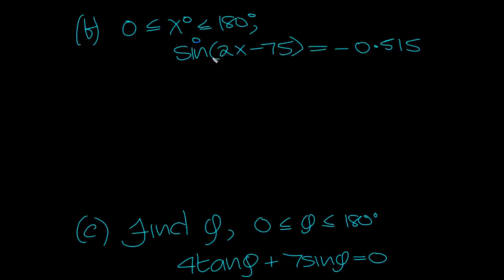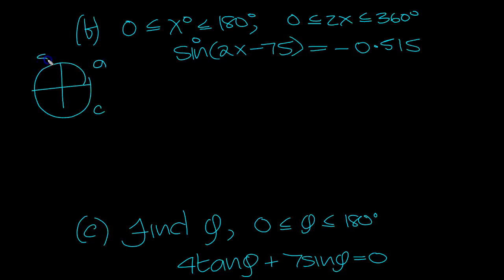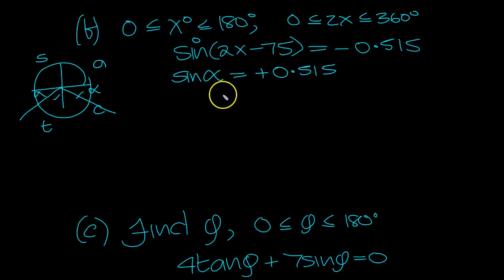Part B then. X to 180, 2x. So 2x will be 360 is where we need to solve this angle. So let's draw a circle. CAST from 0 to 360 done. Sine is negative. It's positive here and here, so it's negative there and there. 2 lines. Alpha associated acute angle. Sine alpha then is equal to 0.515. Drop the negative, of course, because it's acute.